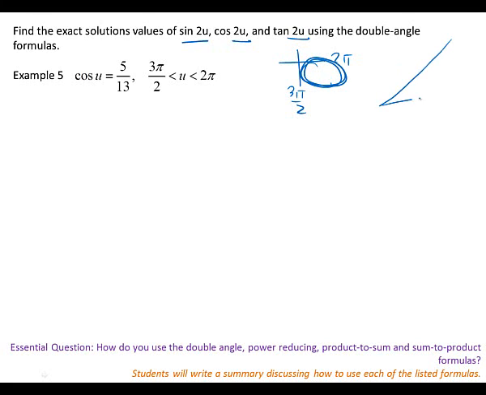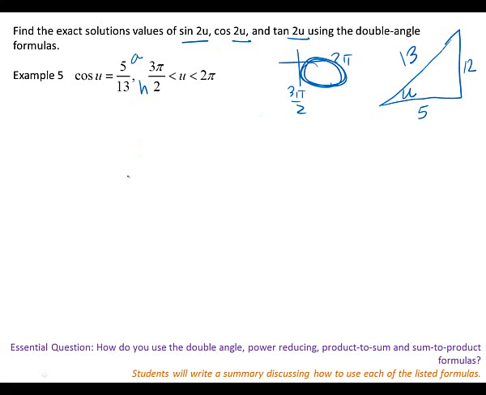I'm going to use a triangle to try to figure out my missing side. Okay, so if this is my, I don't know, it's a u, right? What is the cosine ratio in SOHCAHTOA world? Adjacent over hypotenuse. Good. So I'm going to make my adjacent leg 5 and my hypotenuse 13. What is my other leg? 12. Okay.